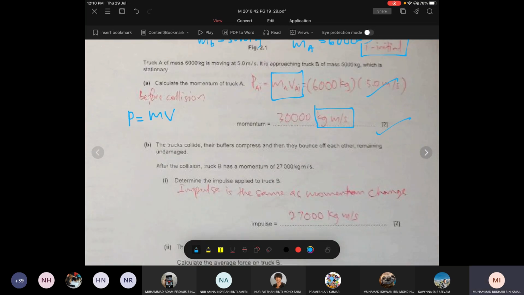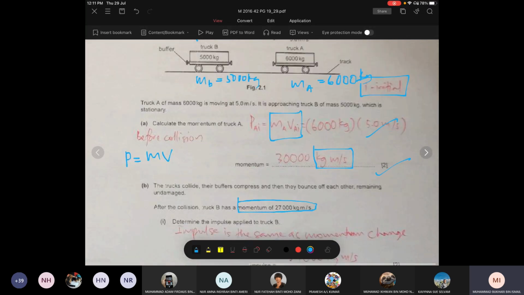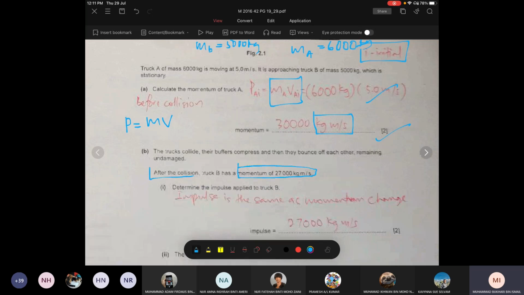The trucks collide, their buffers compress, and then they bounce off each other, remaining undamaged. After the collision, truck B has a momentum of 27,000 kilogram meter per second. Determine the impulse applied to the truck. So this is the momentum after collision. Initially the momentum is 0. Before the collision, remember the velocity is 0. So momentum of truck B before the collision is 0. But after the collision, it is 27,000 kilogram meter per second.